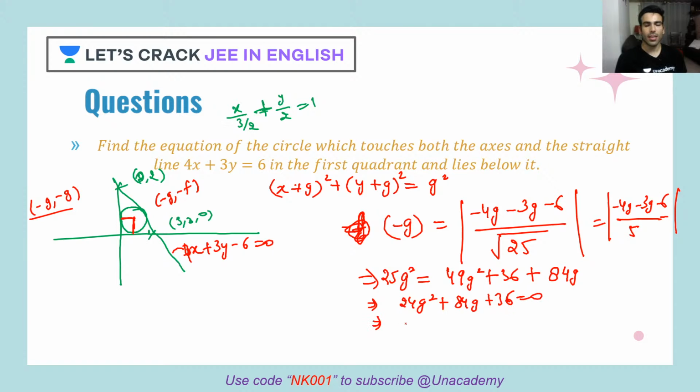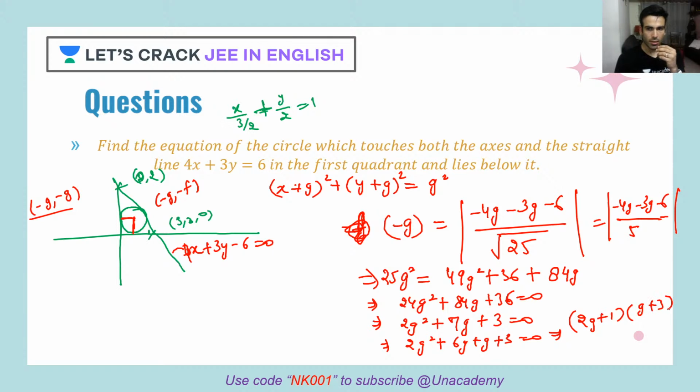I can clearly see that 12 is common here. 2g square plus 7g plus 3 is equal to 0. So 6g square, yes, it can be opened as this: 7g will be what? This is 6g plus g plus 3 is equal to 0. So this can be written as twice of g plus 1 into, so when I take twice of g, so g plus 3 is equal to 0. So g turns out to be minus half and g turns out to be minus 3.